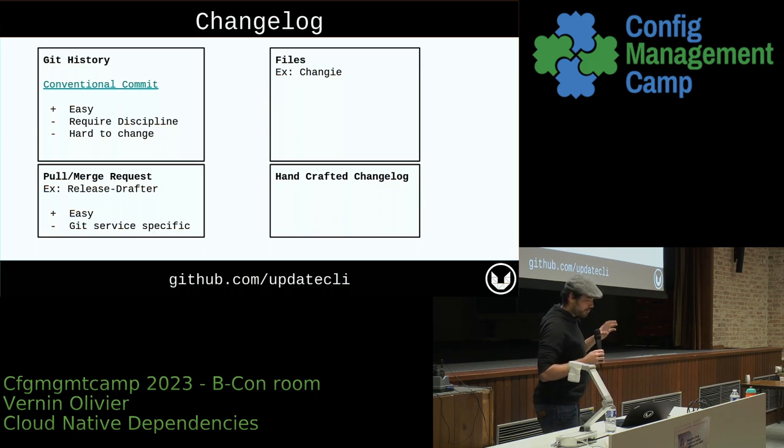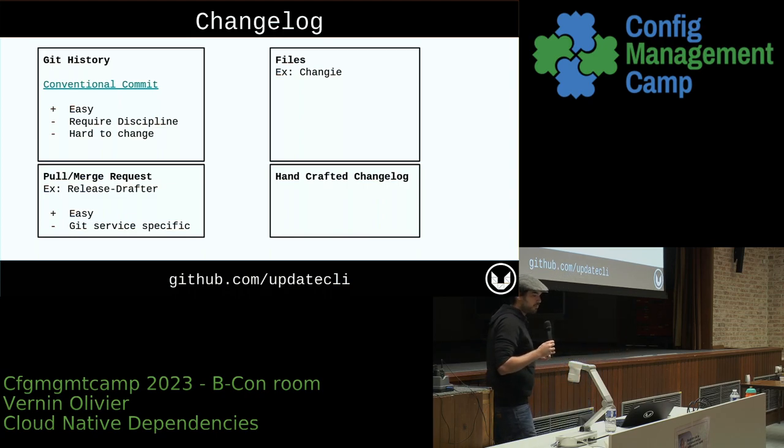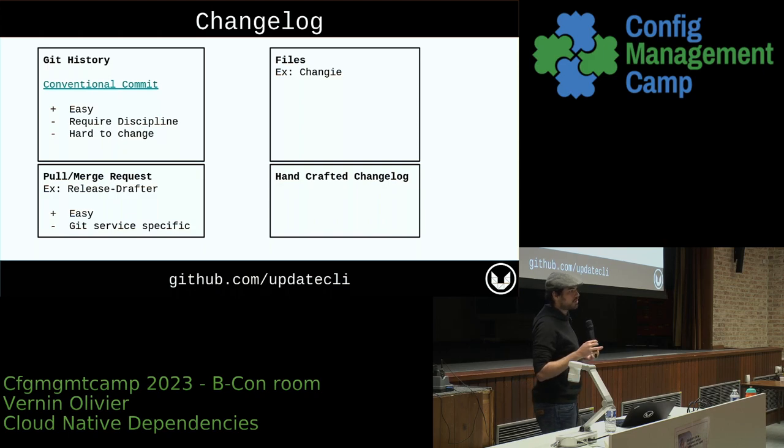The three different approaches, you have the Git history. So you could, for example, enforce in the team to use a convention named conventional commit. The idea of the conventional commit is you provide specific information in the commit title, which means that when you want to do a release, you can just use a tool that will generate the changelog for you, which is super easy as long as the team knows how to use conventional commits. I'm not a really big fan, but I know many people who like to use conventional commits.